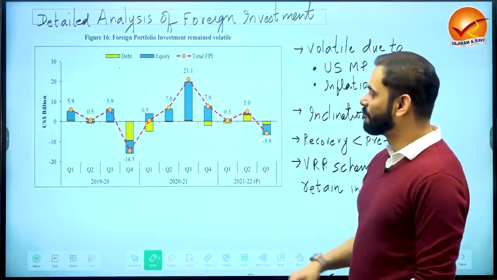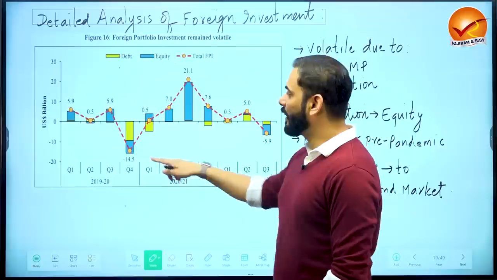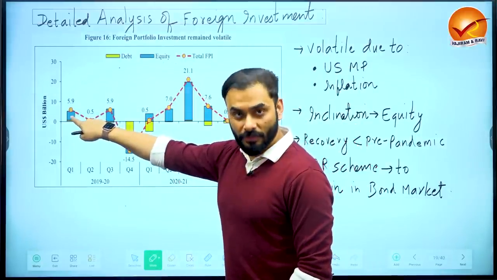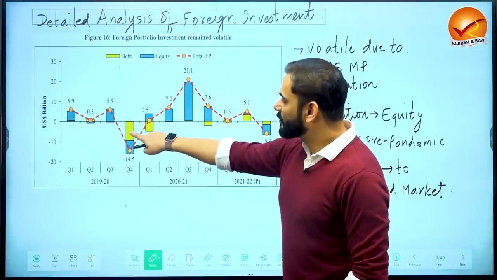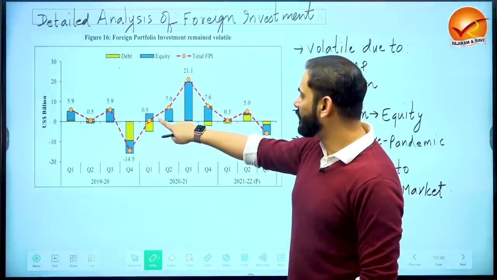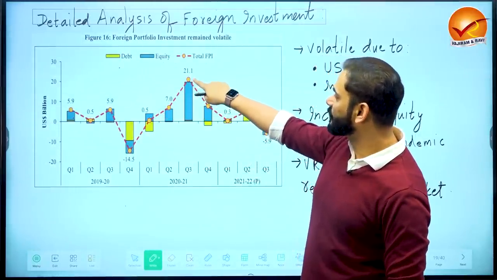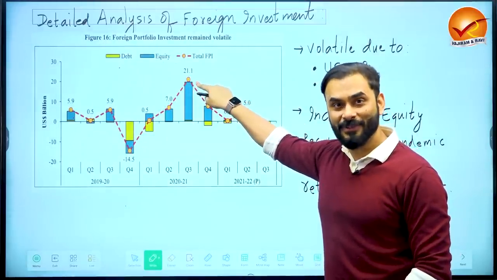Let's see what has happened. Now, in the year 2019-20, we can clearly see that the foreign portfolio investors are investing a lot in equity. They also invested in debt. And then we see something interesting. Then we see that the investment in equity suddenly jumping up, right? Lot of IPOs were released, right?